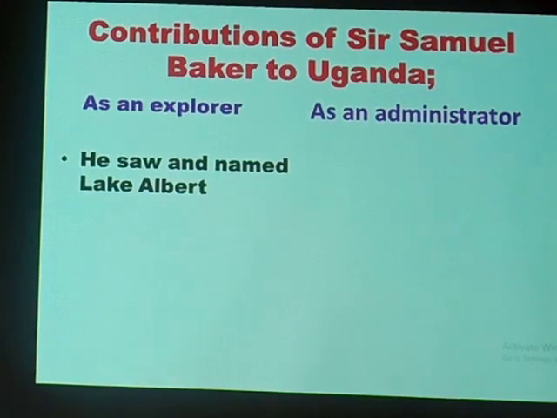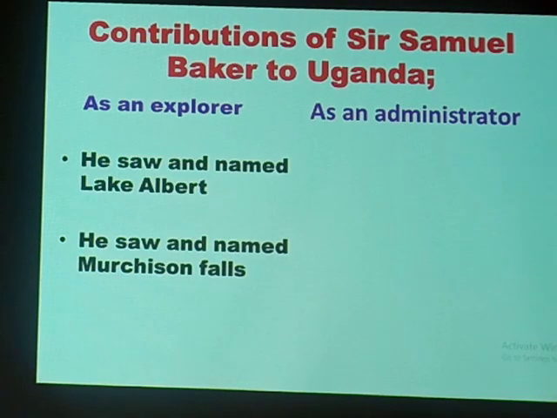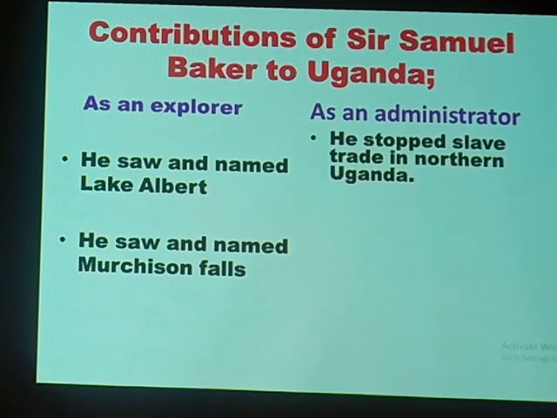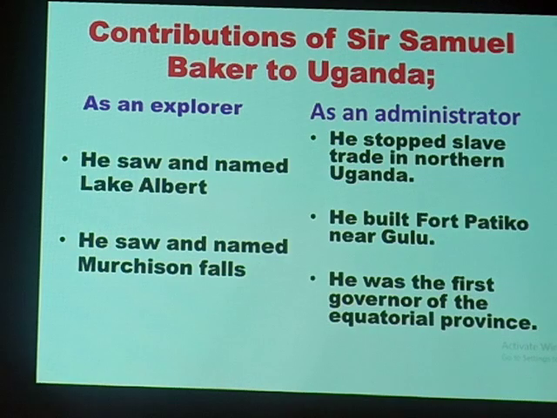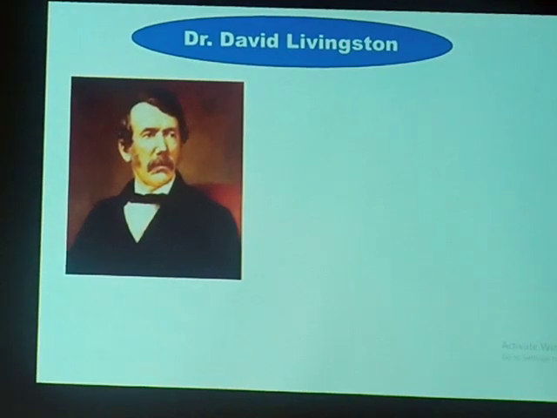As an explorer, he saw and named Lake Albert. As an explorer, he saw and named Murchison Falls. So as an explorer, we talk about this person in relation to Lake Albert and Murchison Falls. As an administrator or an agent of the Equatorial Province, 1, he stopped slave trade in northern Uganda. 2, he built Fort Patiko near Gulu. 3, he was the first governor of the Equatorial Province. Dr. David Livingstone. He looked like that.